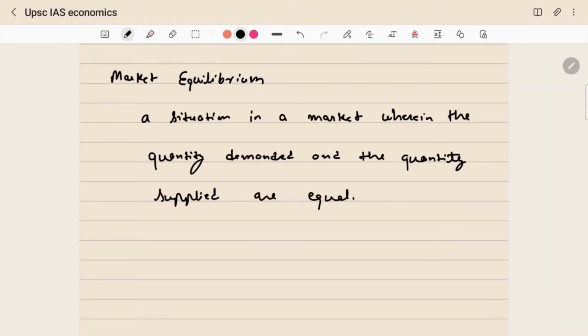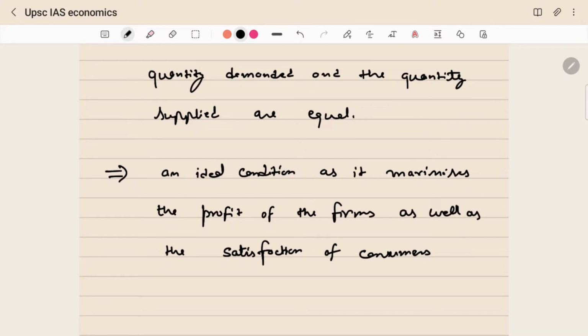Now market equilibrium, इसका significance क्या है? इसका significance ये है कि it shows an ideal condition. It maximizes the profit of the firm on one side and the utility for the consumers on the other side. Therefore, both the firms as well as consumers are happy. The profit of the firms is also maximum and the satisfaction of the consumers is also maximum. This is an ideal condition. That is why both the firms as well as the consumers, they want to arrive at this ideal condition.